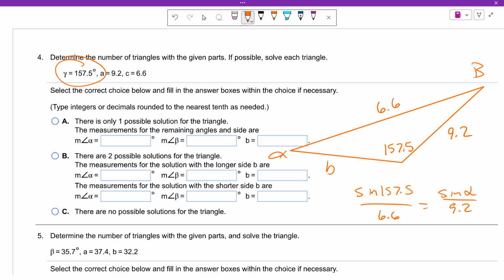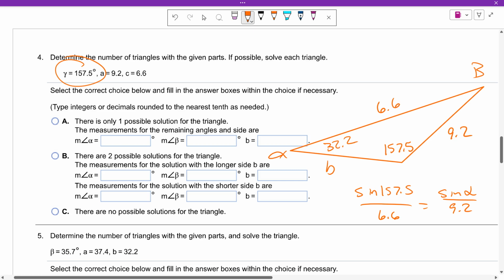What do you get as an answer? Take 9.2 times the sine of 157.5 divided by 6.6 and hit inverse sine of your answer. 32.2. Oh. Yeah. Okay, so you get 32.2.